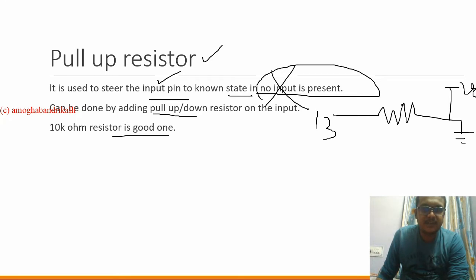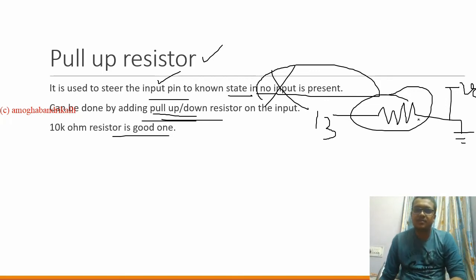A 100k resistor value is a good value to work as a pull-up or pull-down resistor. Pull-up means the voltage will be pulled to VCC. If you connect to the sink, the voltage will go to 0 volts.